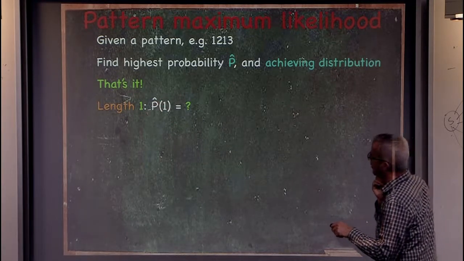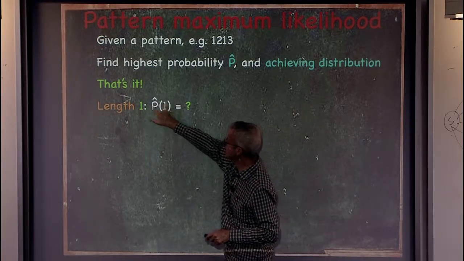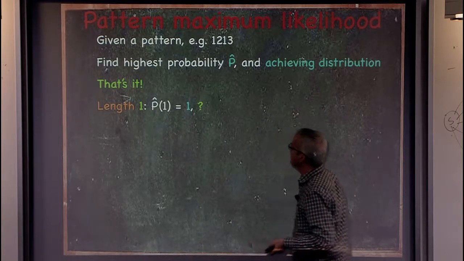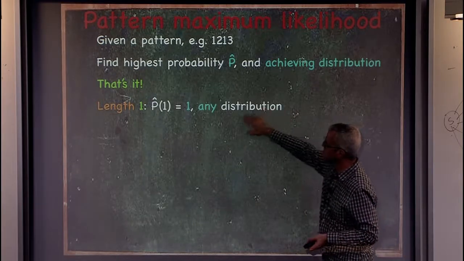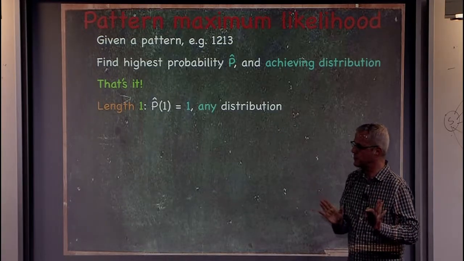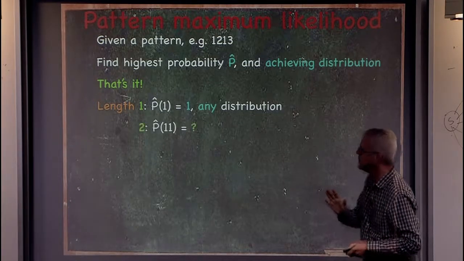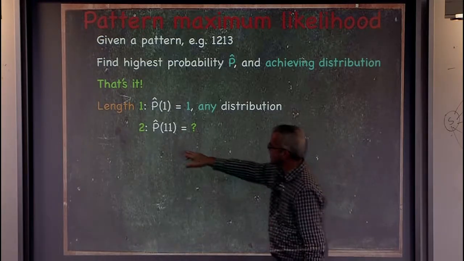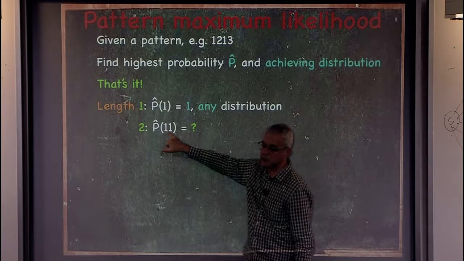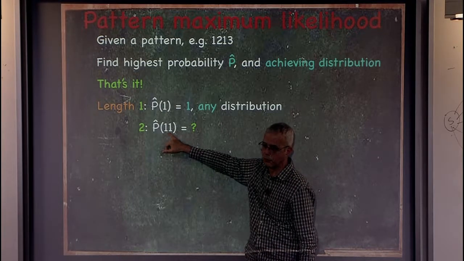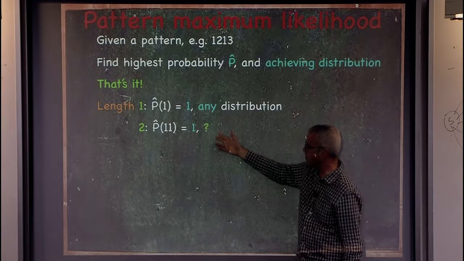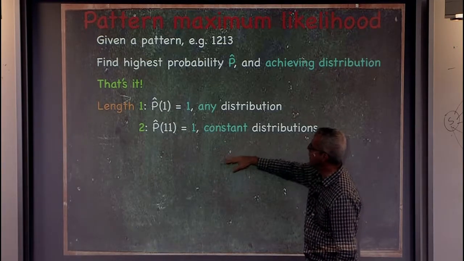There's only one pattern, 1, and what is the highest probability it can get? Clearly 1. It's achieved by any distribution. Everyone understand what we mean by pattern? Okay. Let's look at length 2, where we have 1, 1 and 1, 2. What is the highest probability that 1, 1 can get? 1. And it's achieved by what type of distribution? Constant. Perfect. And how about 1, 2?